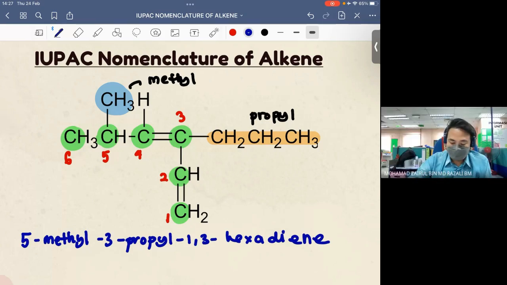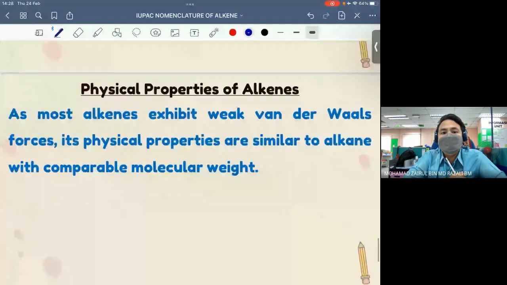Okay, welcome. Now, let's look at physical properties. The physical properties of alkenes are almost similar to alkanes as long as they have a comparable molecular weight. Sir, can we write it as cyclo-1,4-diene? Yes, correct. You can also write it like that.